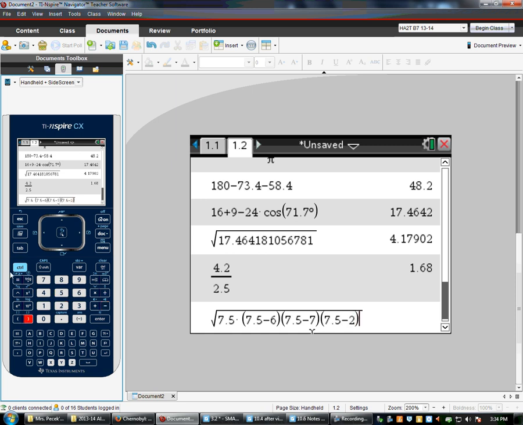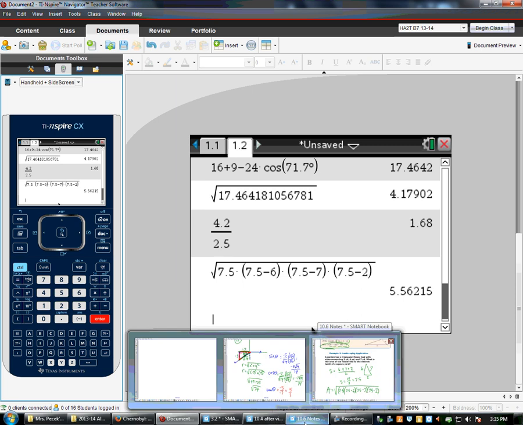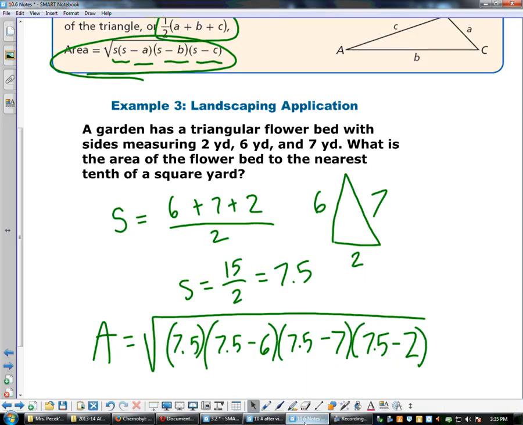And when we do that, we end up getting our answer as 5.56 approximately. So we went to the nearest tenth of a yard, so we'll round up: 5.6 square yards is our area. All right, so it's a nice, easy way to find the area of a triangle.